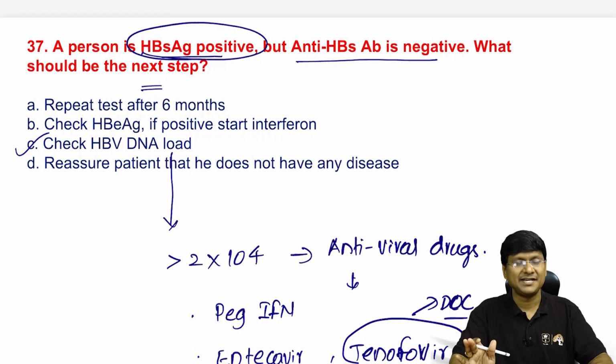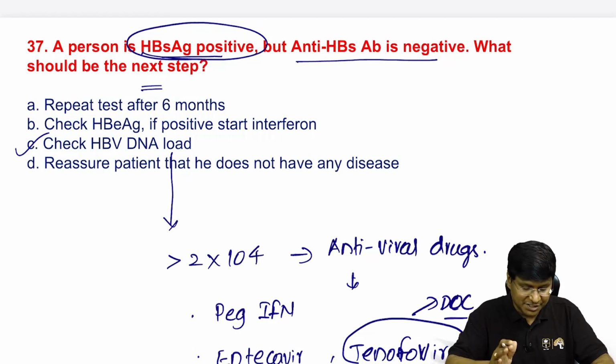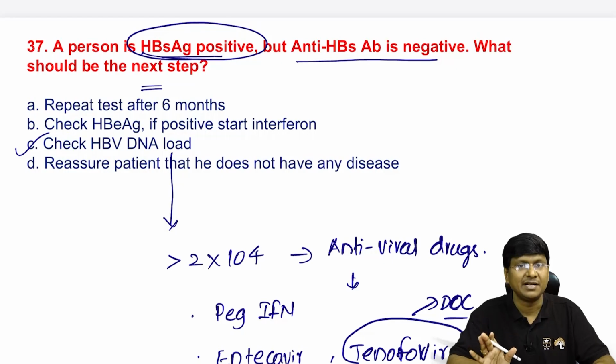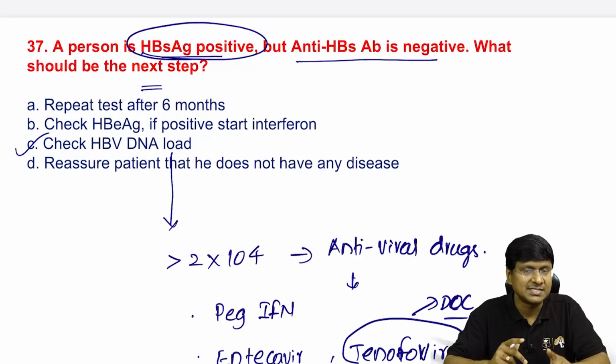So once the surface antigen is positive, then among the options which have been given to you, check the HBV DNA levels. Otherwise, what we do once the surface antigen is positive is we need to check whether it is acute or chronic.